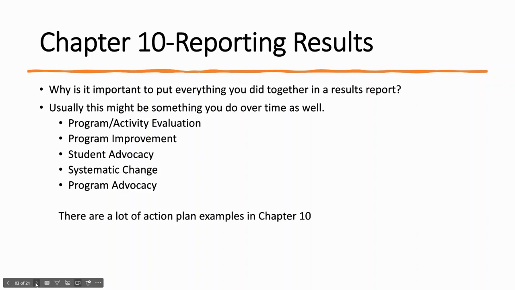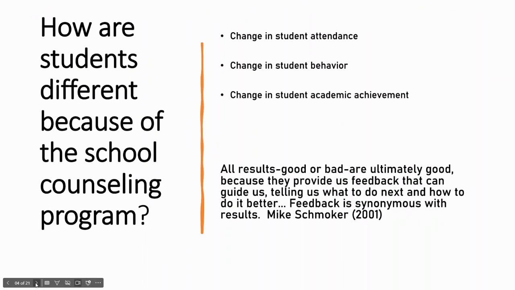And then the last reason why you want to report your results is because it's program advocacy. It lets people know what you are doing in your program, that you're not just sitting and drinking coffee all the time. So program advocacy is a big deal, and we're going to talk a lot more about that at the end of this presentation. But just know there are a lot of action plan examples in chapter 10. There are a lot of reporting results templates and things like that. So make sure that you look at those.